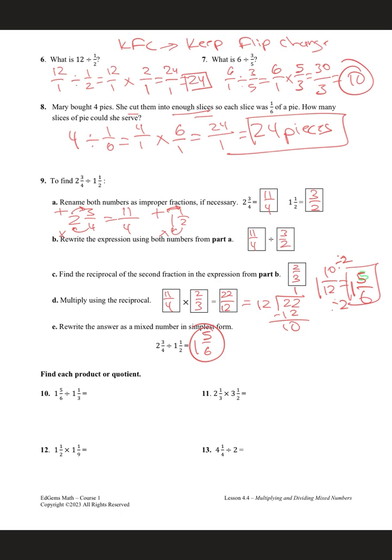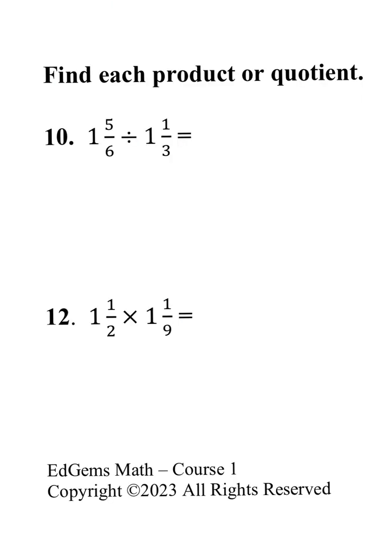Okay, all right. So for numbers 10 through 13, I'm going to zoom in so I can show you guys how to set these up. And make sure you write small enough and neat enough that you can fit all of your work on the paper. All right, here we go. Number 10, zooming in. Okay, so number 11, we've got 1 5/6 divided by 1 1/3.